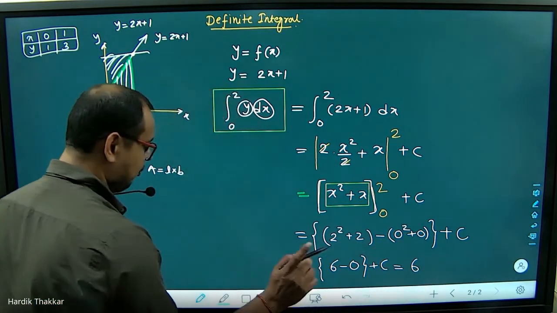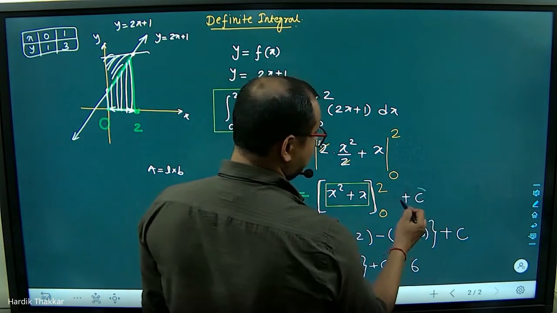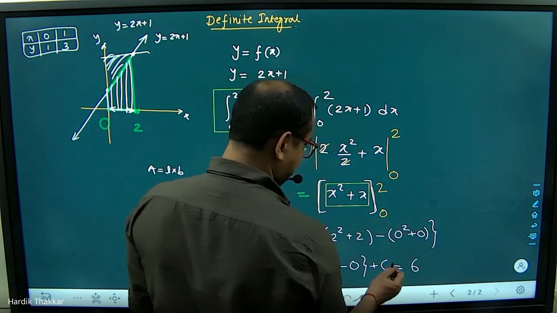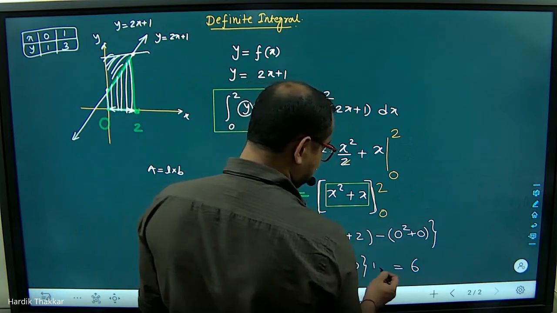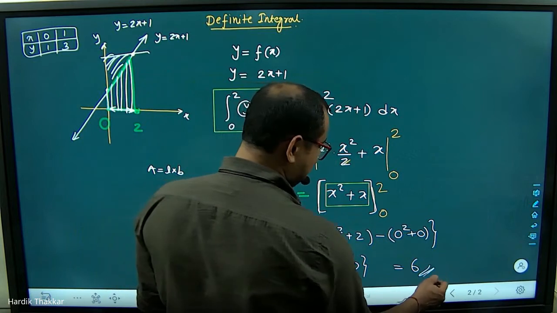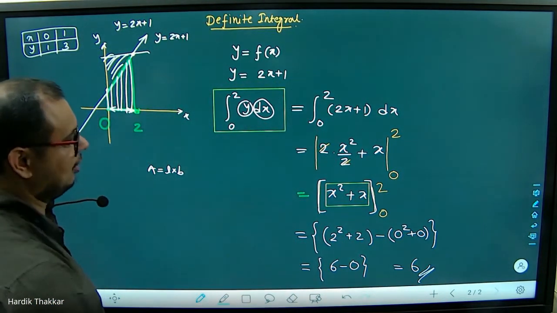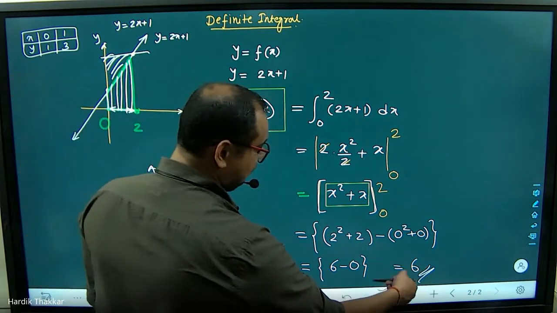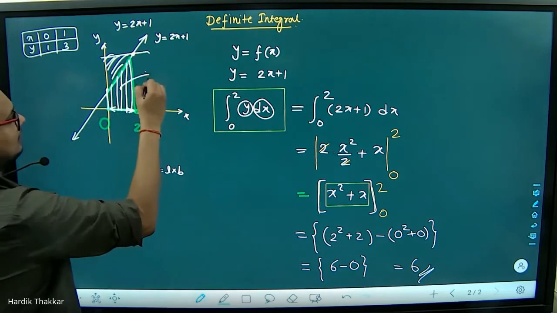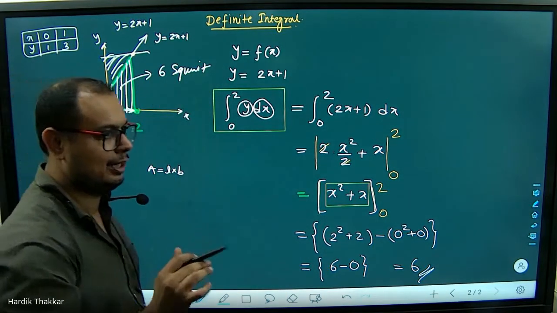Sorry, one correction is there. In case of indefinite integral there is no c. In case of definite integral, the term c will not be there. The term c is there only in case of indefinite integral. So here the area of this region will be 6 square units. Correct? Clear? Naina, clear?